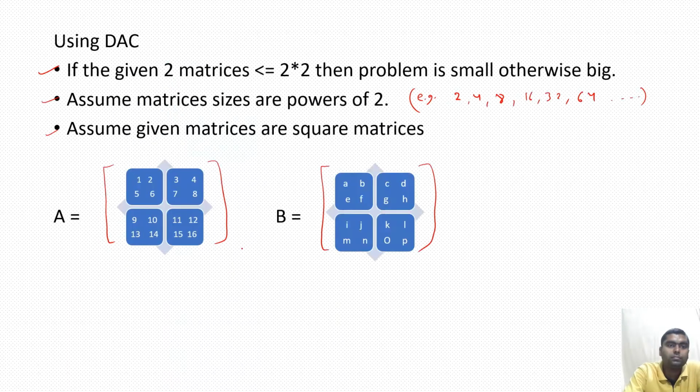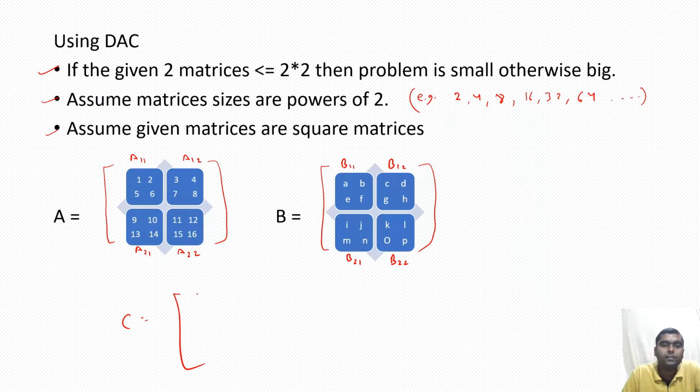So this is C. This is A11, A12, A21, and A22. This is B11, B12. So these are 2 by 2 matrices, right? And B21 and B22. So in our C, what will come? C will be here.